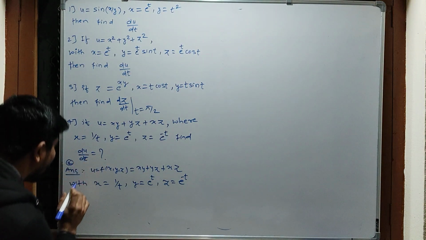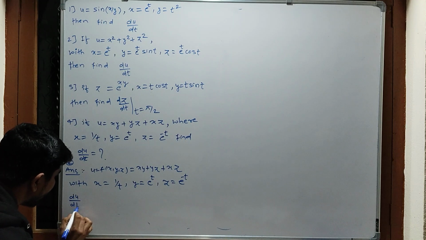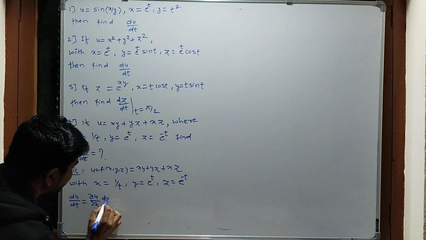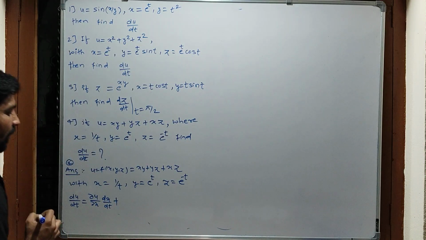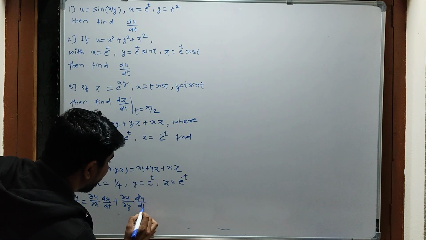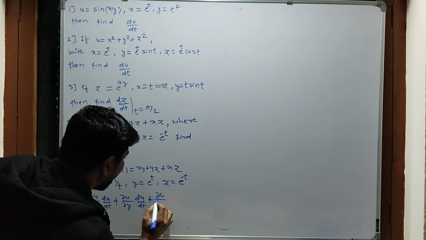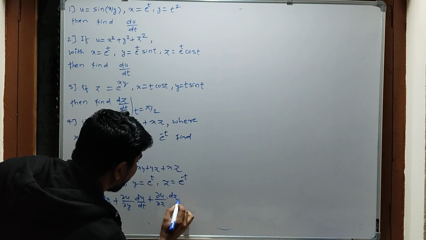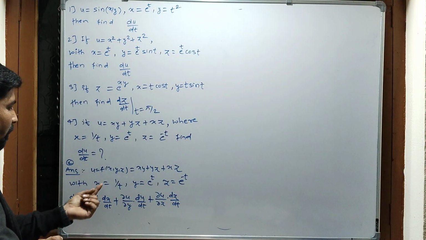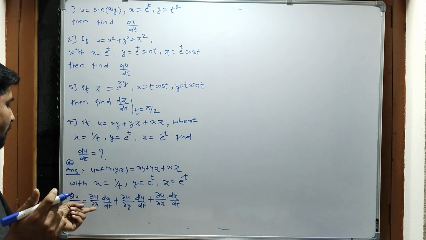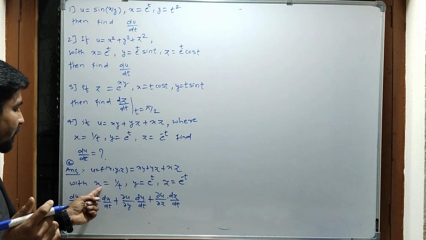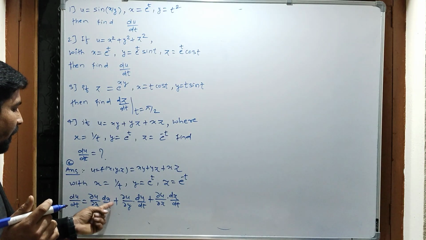We have to find the total derivative of u with respect to t. Here u is a function of x, and x is a function of the single variable t. Again u is a function of y and y is a function of t. Again u is a function of z and z is a function of the single variable t. Why am I taking the partial derivative here? Because u is a function of more than one variable x, y, z. That's why I take the partial derivative of u with respect to x. But why ordinary derivative here? Because x is a function of the single variable t.